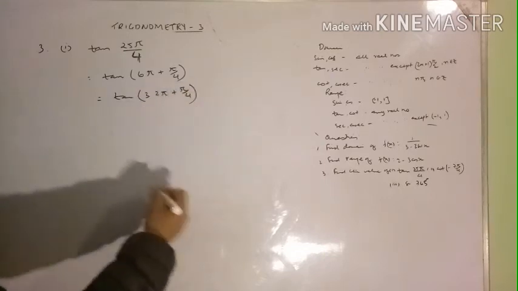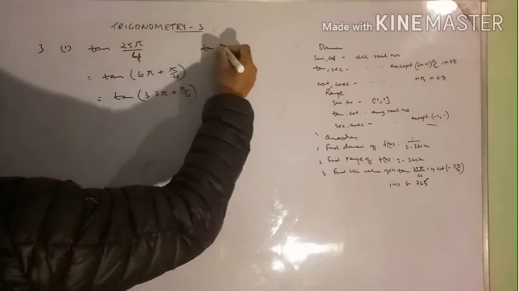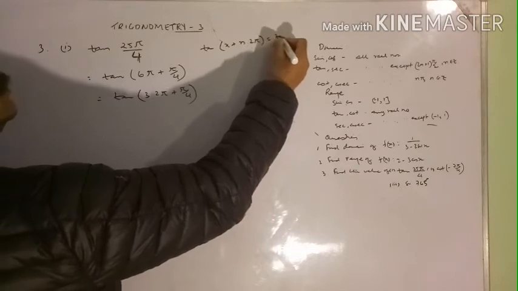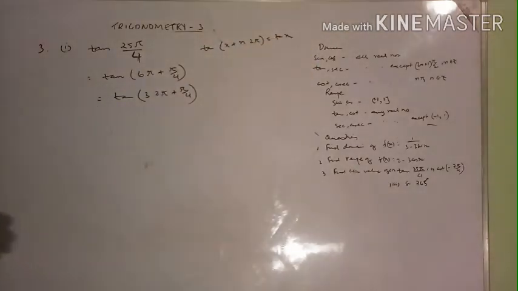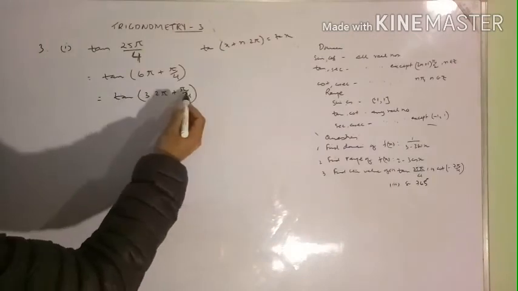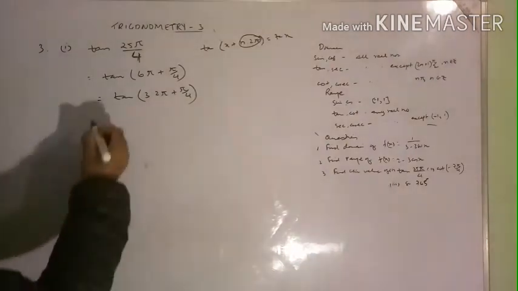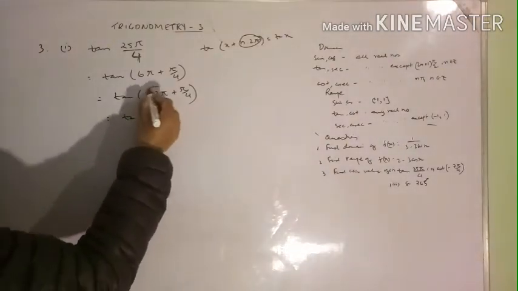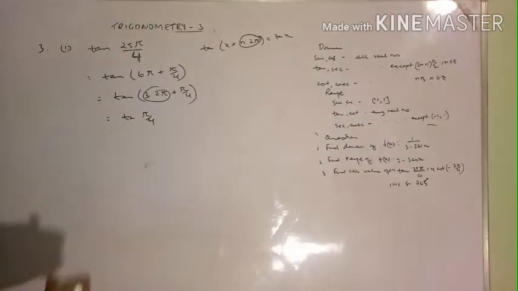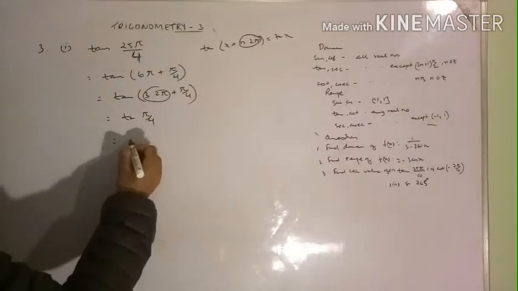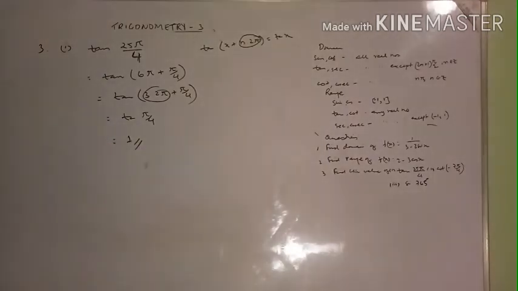Now we have already seen earlier tan of x plus n into 2 pi equals tan x, isn't it? So this formula we have seen. So here n equals 3, and this is x. That means this portion can be removed. So this will be equal to tan pi by 4. Okay, so tan pi by 4 means tan 45 degrees, and the answer is 1. So this is how we find the value of an angle which is more than 2 pi.